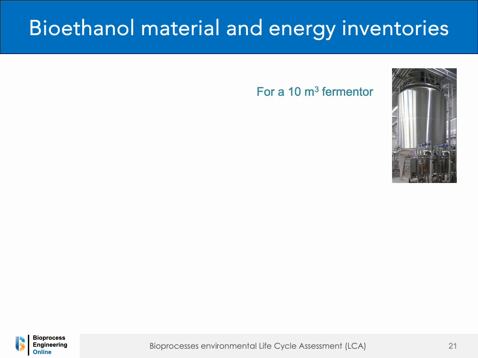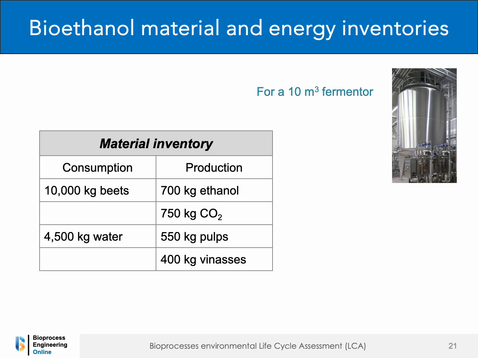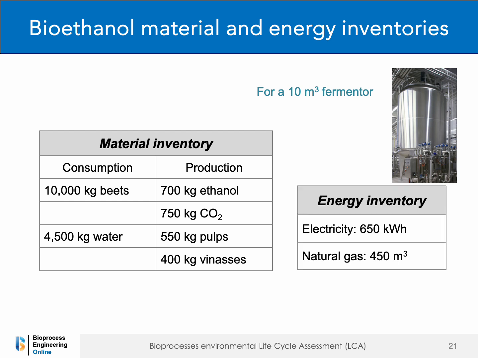The ethanol bioprocess material and energy inventories are established on a production plant with a 10 cubic meter fermenter. A batch operation utilizes 10,000 kilograms beets, 4,500 kilograms water. It produces 700 kilograms ethanol, 750 kilograms CO2, 550 kilograms pulps, and 400 kilograms vinasses. For the equipment operation, the process consumes 650 kilowatt-hours electricity and 450 cubic meters natural gas.